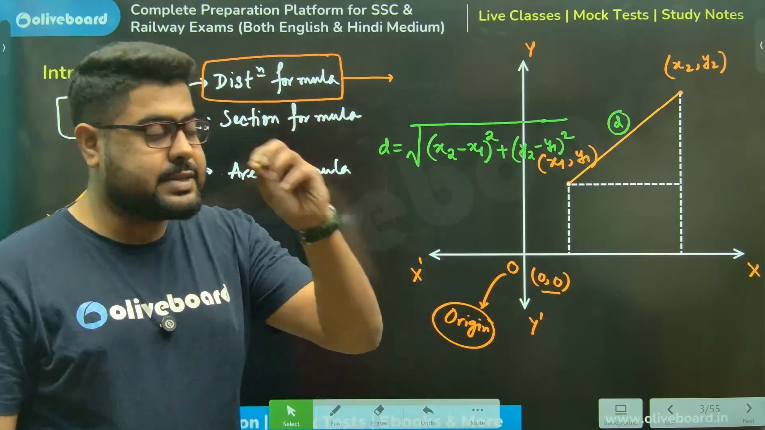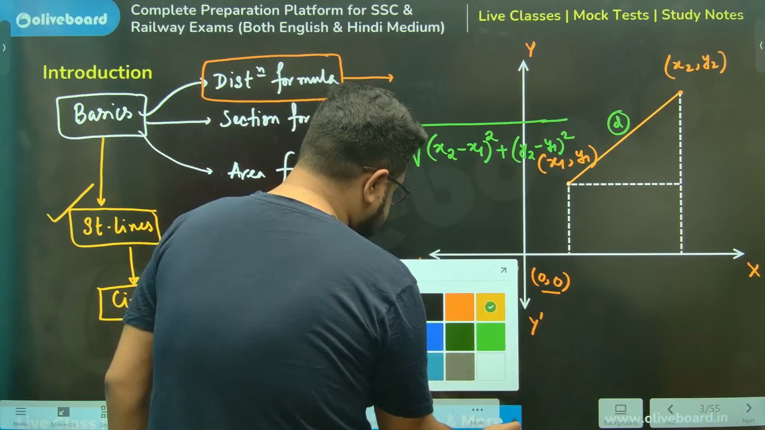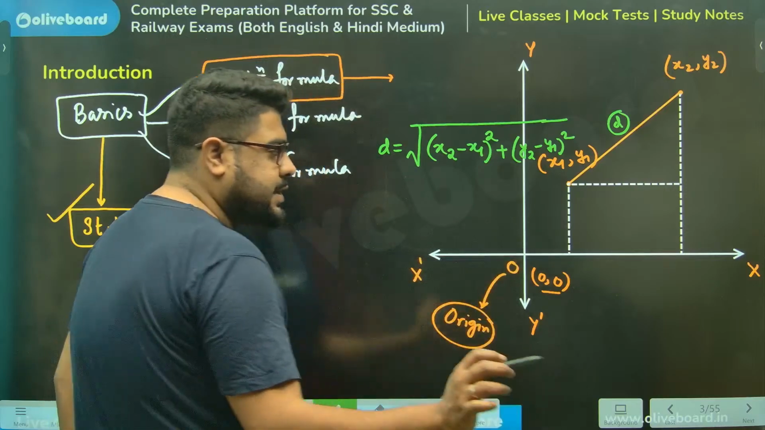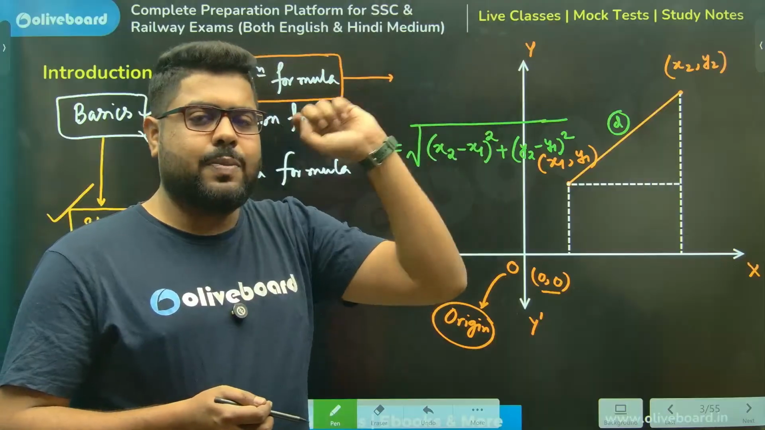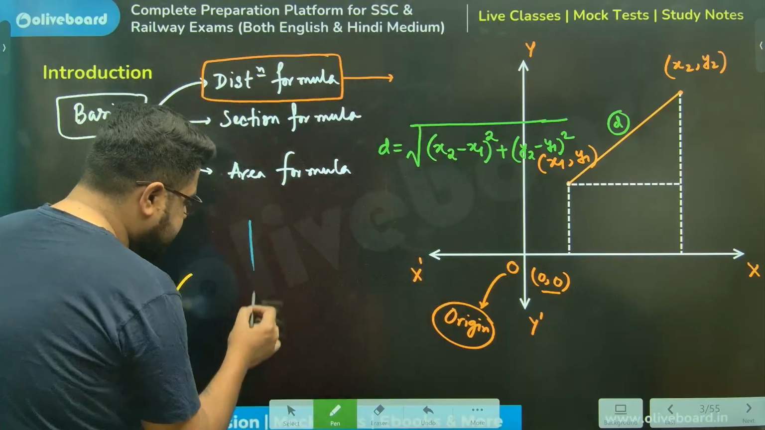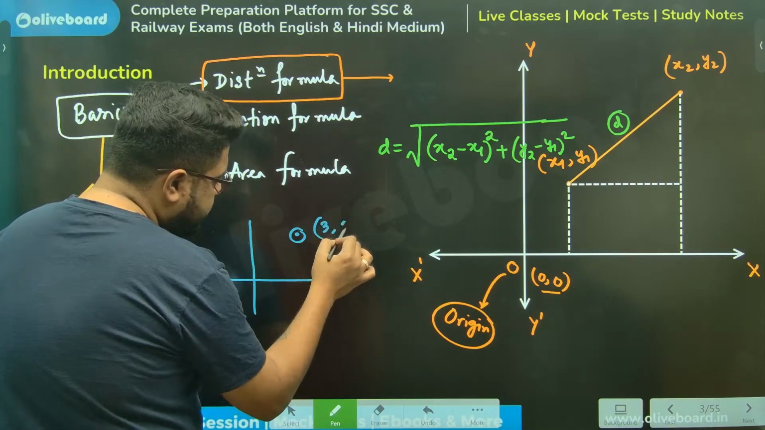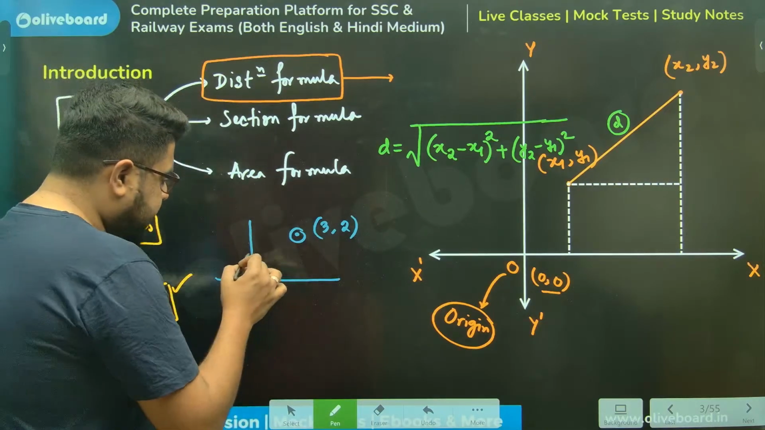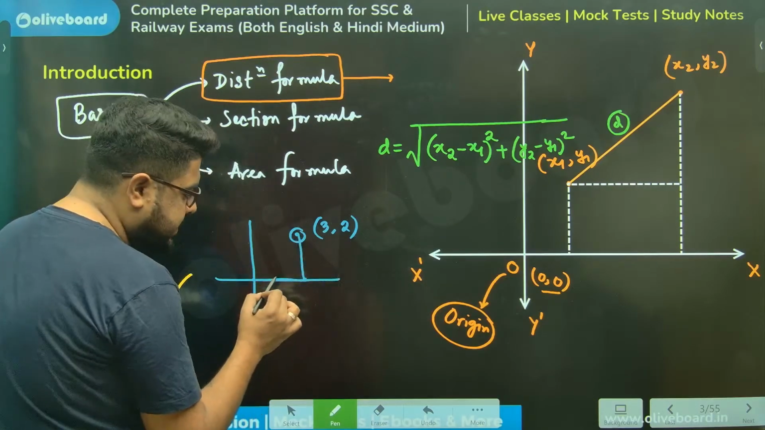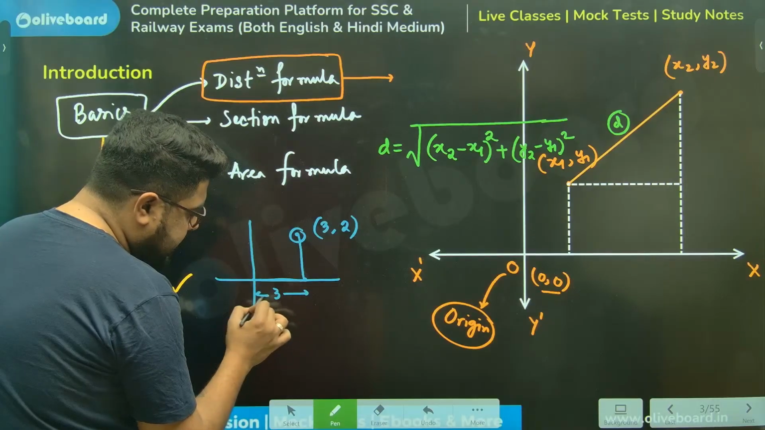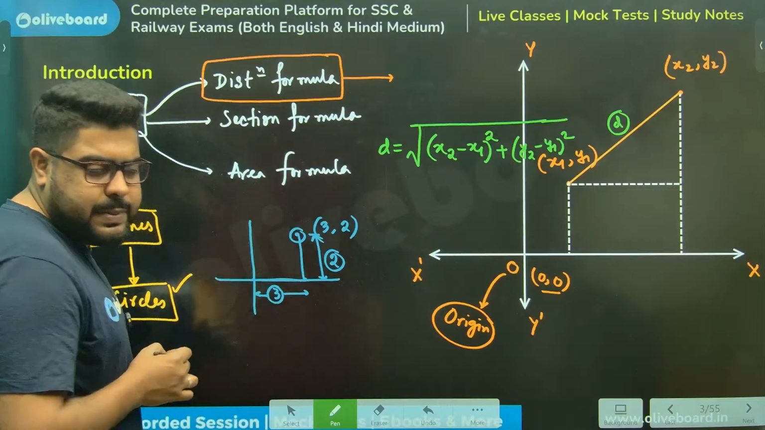Now, please try and understand the concept over here. If anybody has any doubts, please feel free to ask me then and there. Don't hesitate. Now, if this point is x1, y1, go back to the basics. If I have this coordinate system, and this point is, let's say, 3, 2, what does it mean? From the origin, I will go 3 units here, then 2 units up, meaning this length is 3 and this length will be 2. Everybody agrees with me on this?